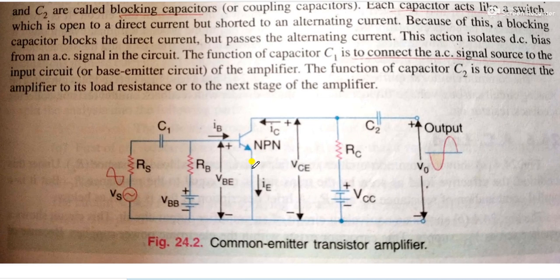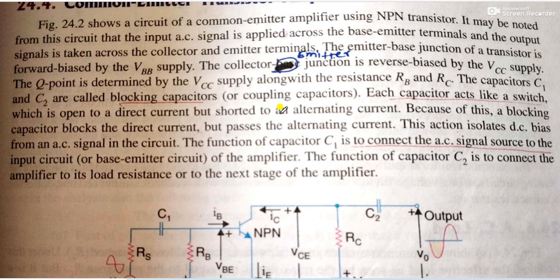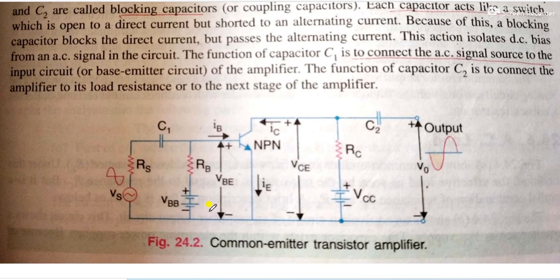Yes, it is true. We take the output across emitter and collector. Okay. Then the VBB supply is applied across base and emitter.